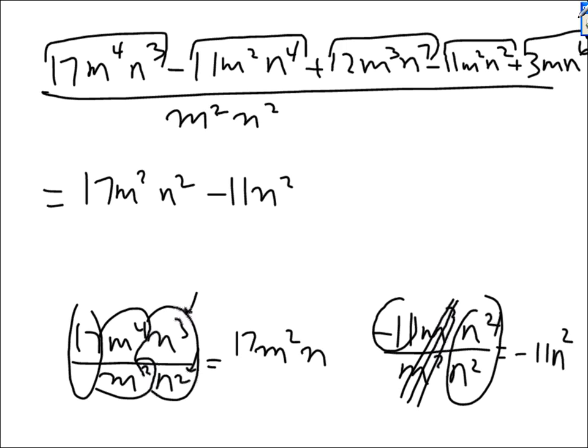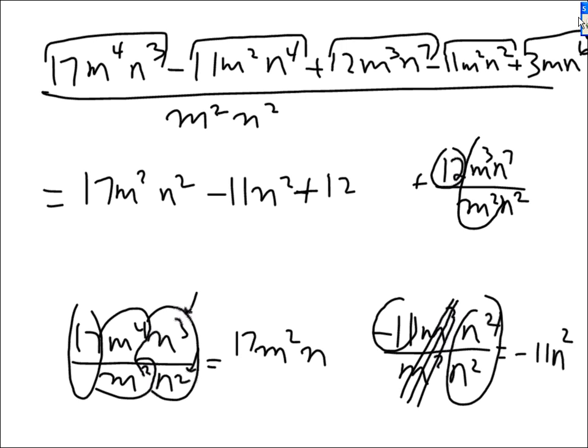Okay, let's do the next one. We'll do it right here. 12m cubed n to the 7th divided by m squared n squared. And it's plus. So we're going to get a plus. The 12 stays. 3 minus 2 is 1. So you just get m, and n is understood to the 1. And 7 minus 2 is 5. So you get n to the 5th.